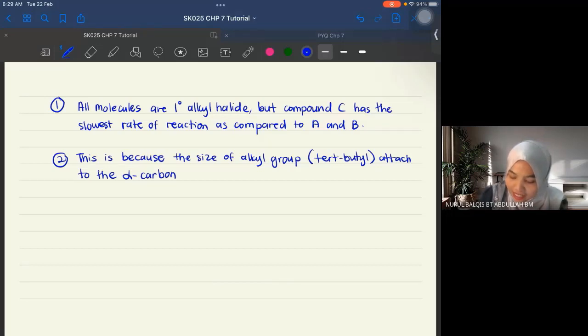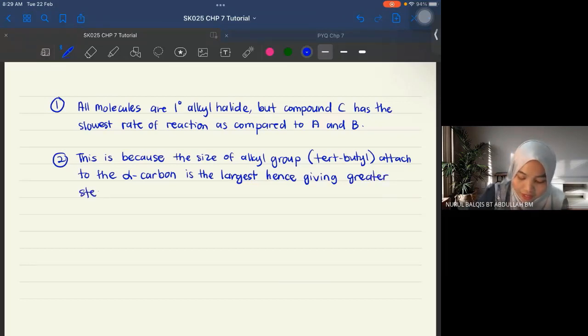Okay, the size of the alkyl group attached to the alpha carbon is the largest, hence giving greater steric effect. Okay. So, bila cakap hence giving greater steric effect, apa yang steric effect ni akan buat?